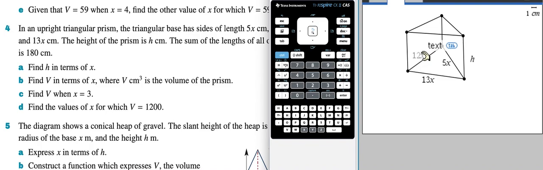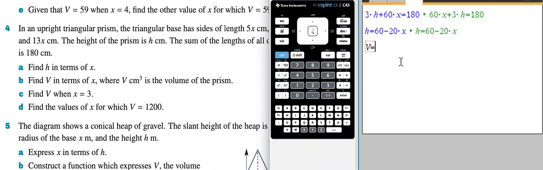So I know that it's going to be 12x times 5x and halve it. I'll just put it in brackets because I'm doing it as a fraction, and halve it. So that's the area of the base. And then I'm going to times it by the height.